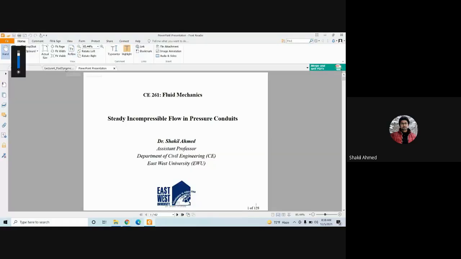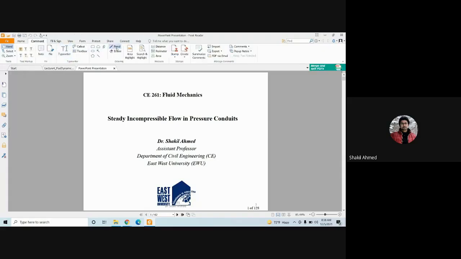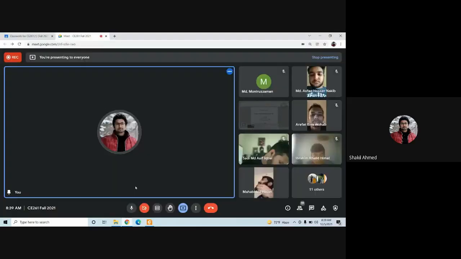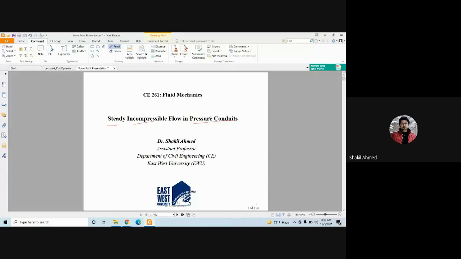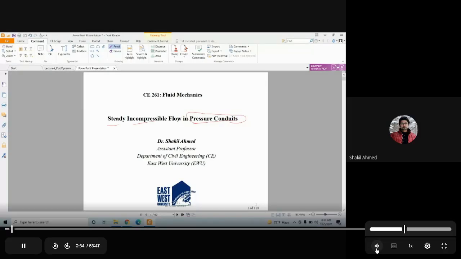So today we'll discuss, let's start from steady incompressible flow in pressure conduits. Pressure conduits is basically the pipe which carries the liquid. Steady incompressible flow in pressure conduits. So basically, we are dealing with the water flow through the pipe here.